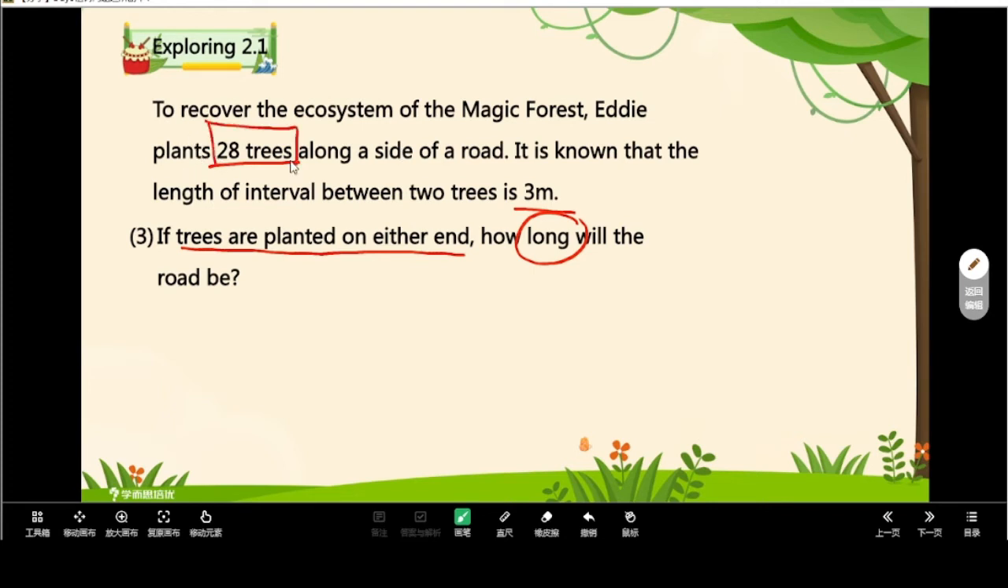Do you know the relationship between trees and intervals? Yes. How can you find it? You can use a diagram and find how we plant trees. It says trees are planted on either end. That means if I don't plant a tree here, and I plant a tree here, I plant a tree here, and also I need to plant a tree here. It's either end, right? So what is the relationship between the number of trees and the number of intervals? Yes, they are equal. So how many intervals are there in this question?